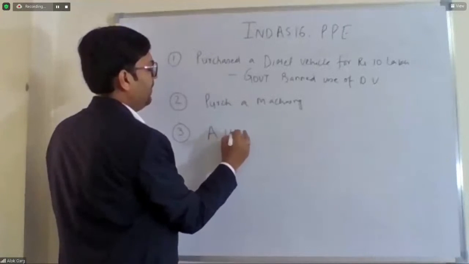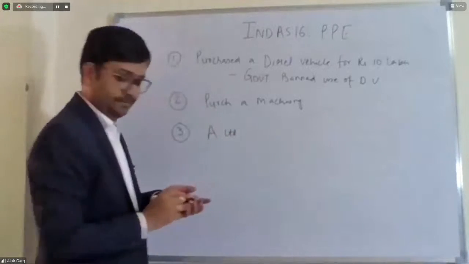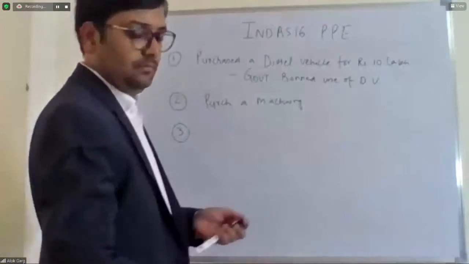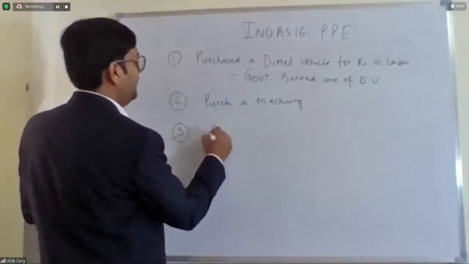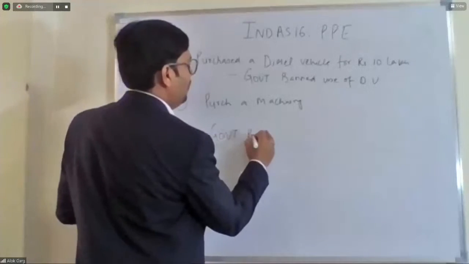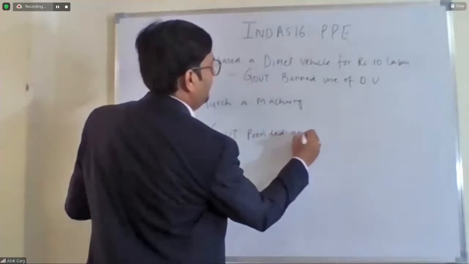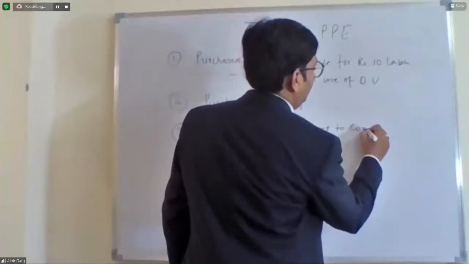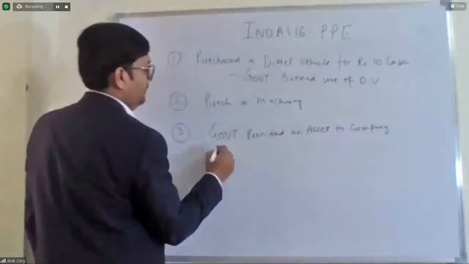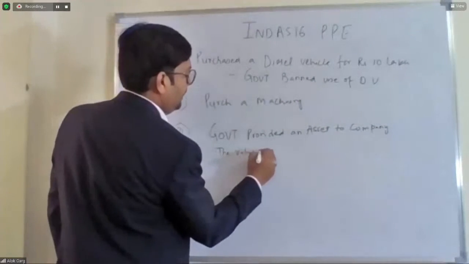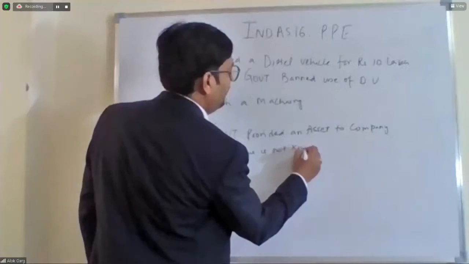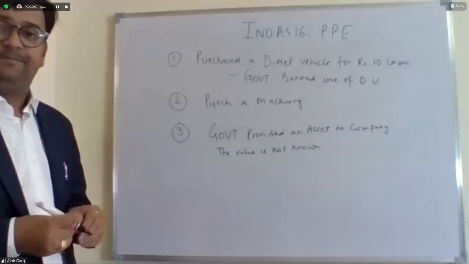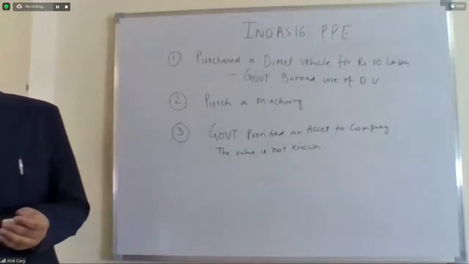Third example. The government provided an asset to a company, and the value is not known or cannot be derived. The value is not known. Okay. Have you understood the example?